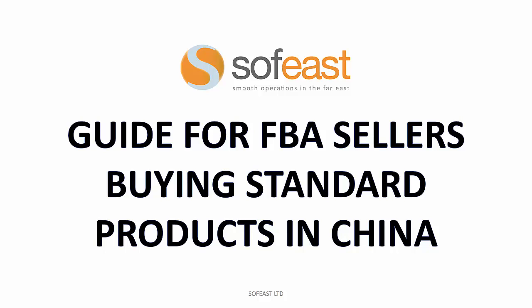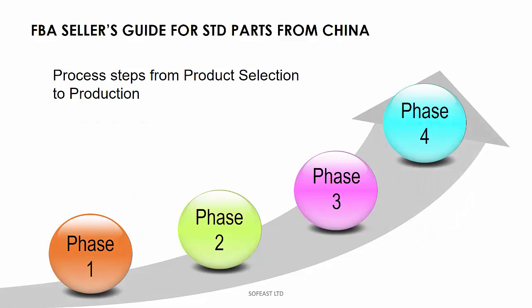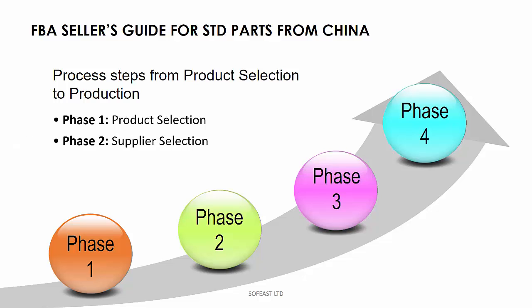Welcome to this video. This video is a guide for FBA sellers buying standard products in China. This process has 4 phases. Phase 1 is product selection. Phase 2, supplier selection. Phase 3, pre-production. And phase 4 is production.